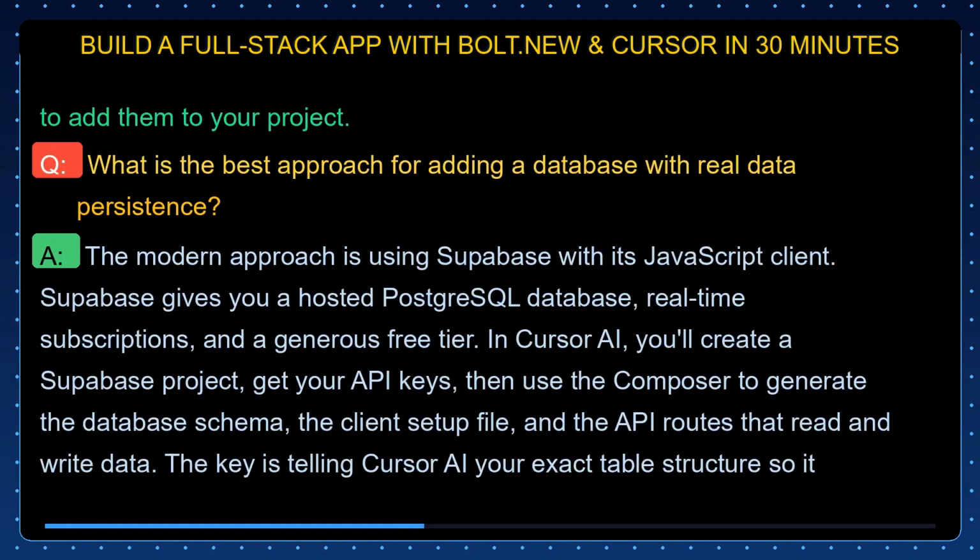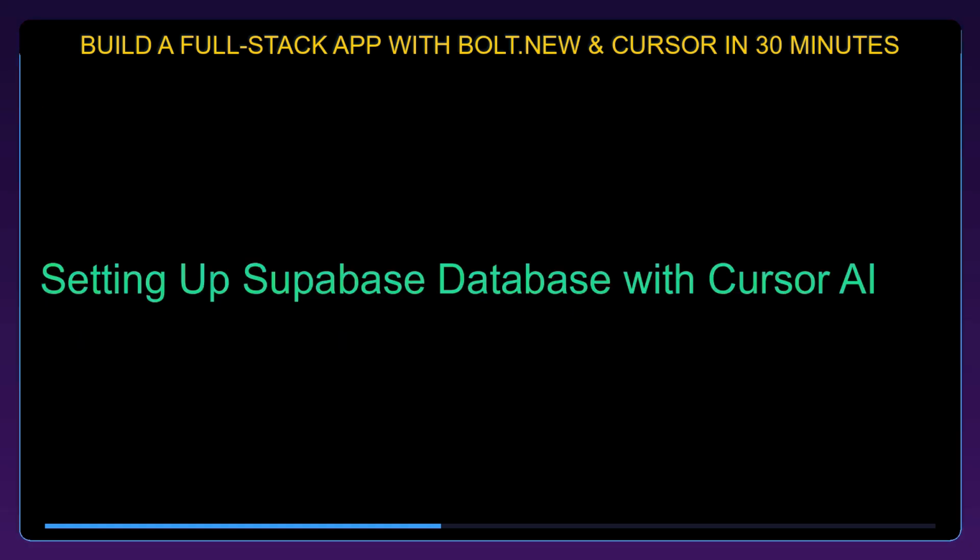Q. What is the best approach for adding a database with real data persistence? A. The modern approach is using Supabase with its JavaScript client. Supabase gives you a hosted PostgreSQL database, real-time subscriptions, and a generous free tier. In Cursor AI, you'll create a Supabase project. Get your API keys, then use the composer to generate the database schema, the client setup file, and the API routes that read and write data. The key is telling Cursor AI your exact table structure so it generates the correct TypeScript types.